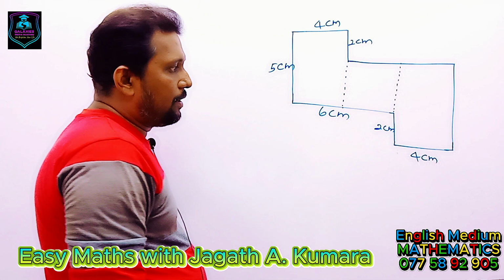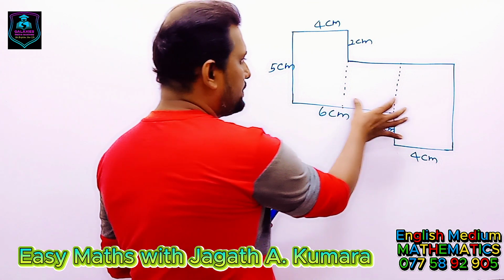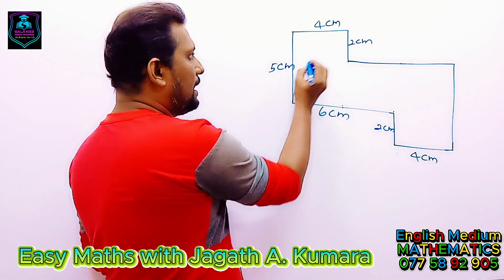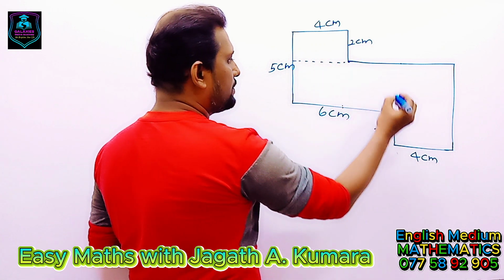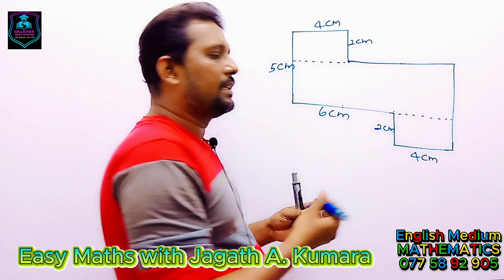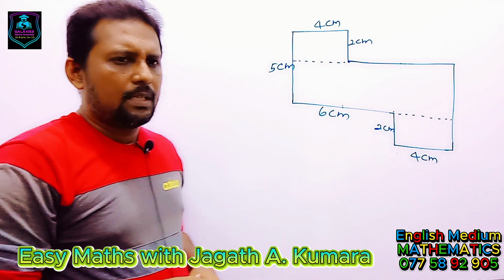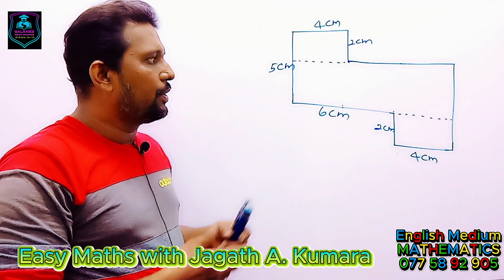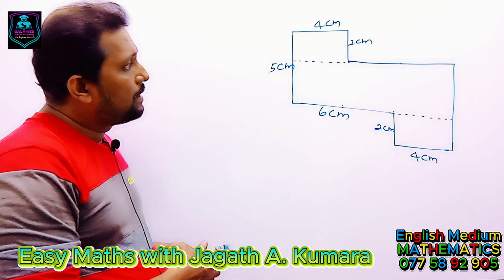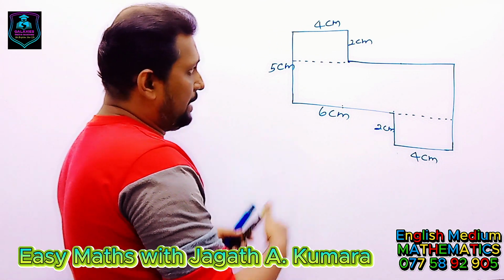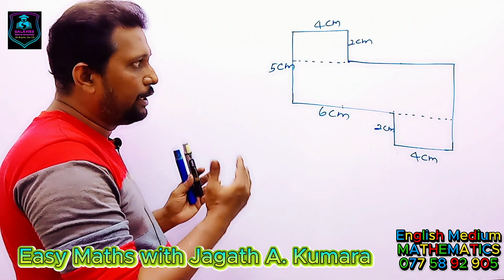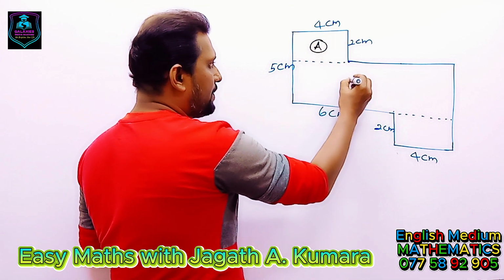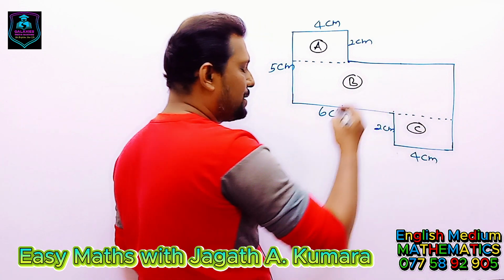Right, and also if you want, you can separate like this method. Any method you can use, no problem. Right, I will divide like this. Right, using this method I am going to find the total area. Right, then we can divide this composite figure into 3 parts. Right, I will name this one as A, this one as B, and this one as C.